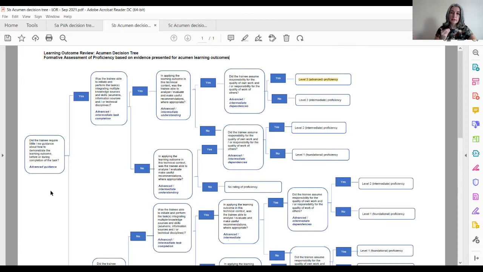So the reviewer does not need to take into account other circumstances. Oh, but I saw you on another job. Oh, but my experience of you previously was that. No. This is based on the evidence that is presented and the context within which the acumen was displayed. The reviewer is simply corroborating whether this is valid in this particular situation.